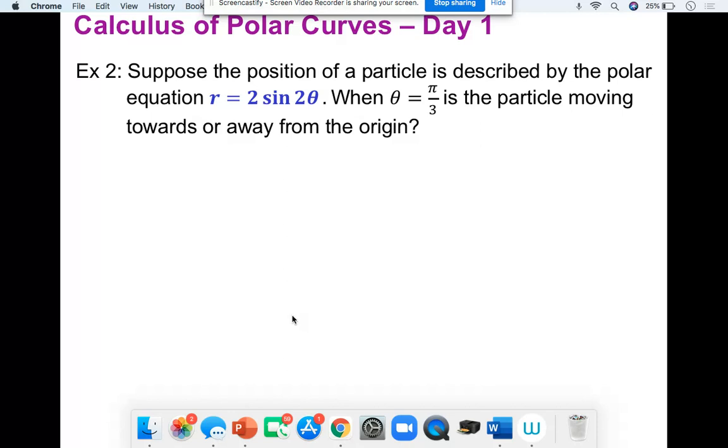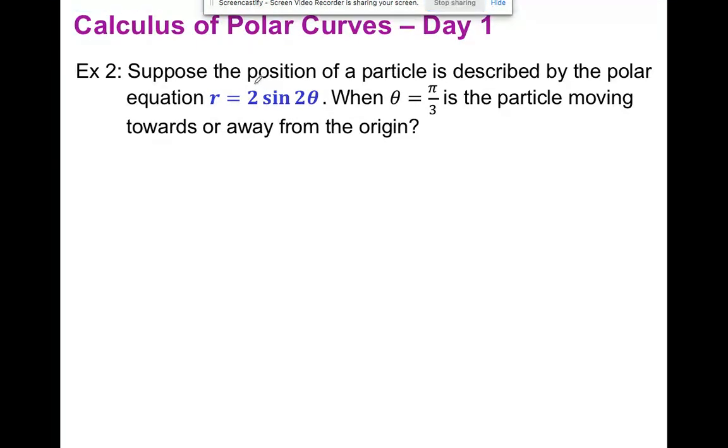So here is a different polar equation. Suppose the position of a particle is described by a polar equation. Again, you don't need to know what that looks like. If they want a graph, they'll give you one. You will not have to graph these yourself. You'll either have a calculator or they'll give you a picture, or they'll do both. But look at this question. When theta is pi over 3, is the particle moving towards or away from the origin?